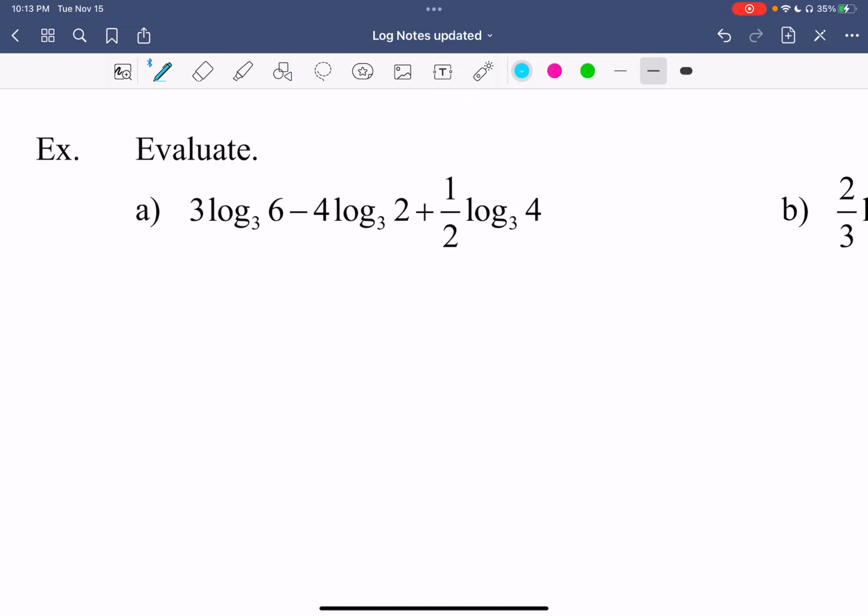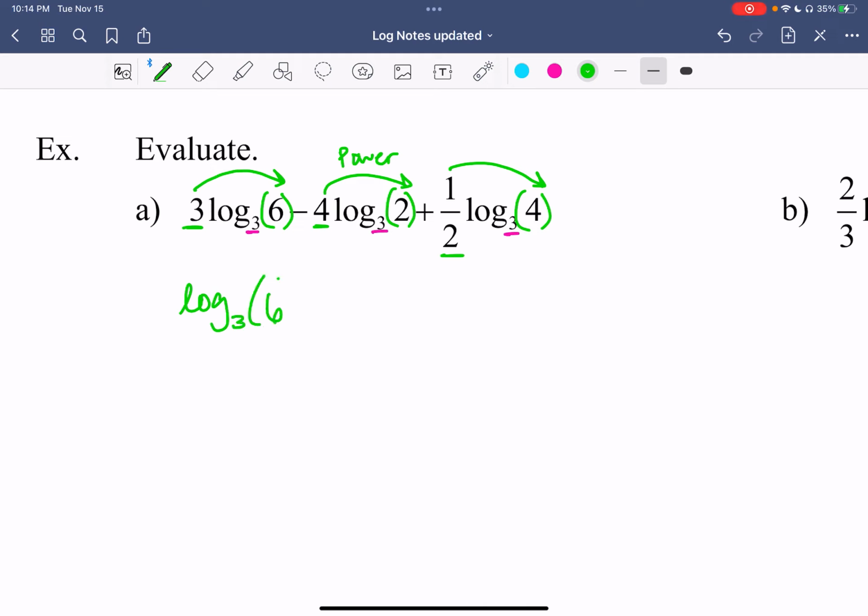So now we're going to evaluate. Okay, I'm going to apply the product law. Put your argument in parentheses. Move all of the coefficients to behind the arguments. So this is all power law. These are all base 3. Okay, so you want to check the bases and make sure that they're good. So log base 3 of 6 cubed minus log base 3 of 2 to the power of 4 plus log base 3 of 4 to the power of 1/2.